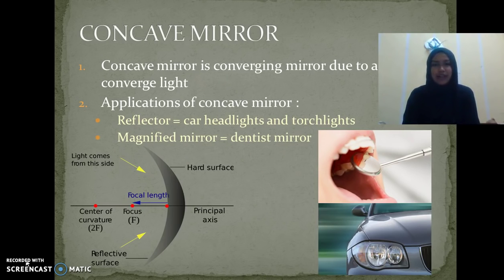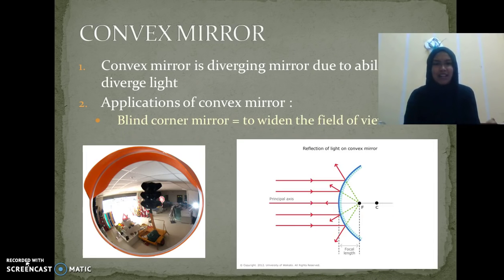Concave mirror. A concave mirror is a converging mirror due to its ability to converge light. Applications of the concave mirror. First, reflector, such as car headlight and torchlight. Second, magnifying mirror, such as a dentist mirror. Convex mirror. A convex mirror is a diverging mirror due to its ability to diverge light. Application of the convex mirror. Blind corner mirror, meant to widen the field of view.